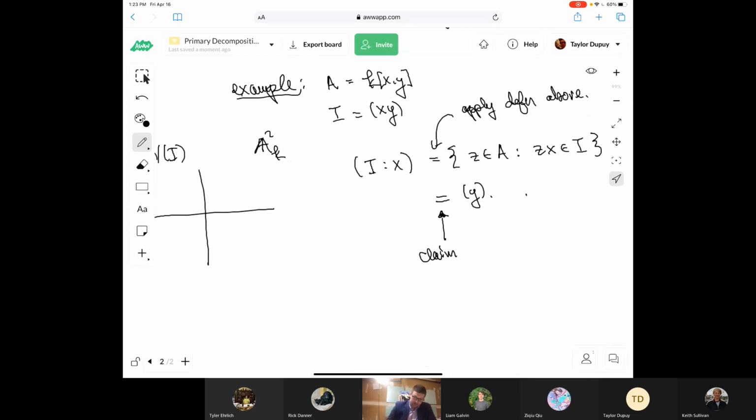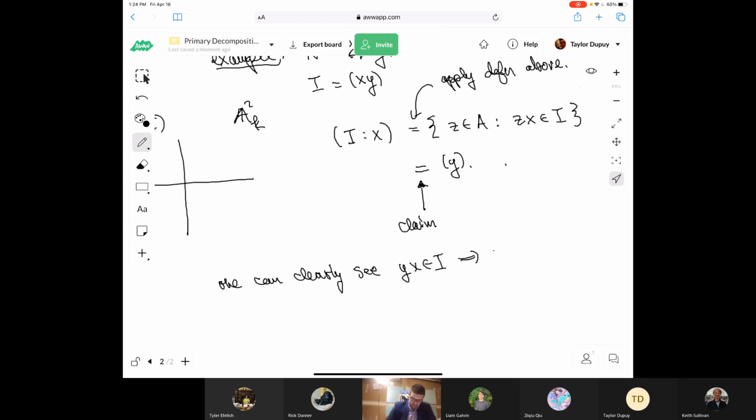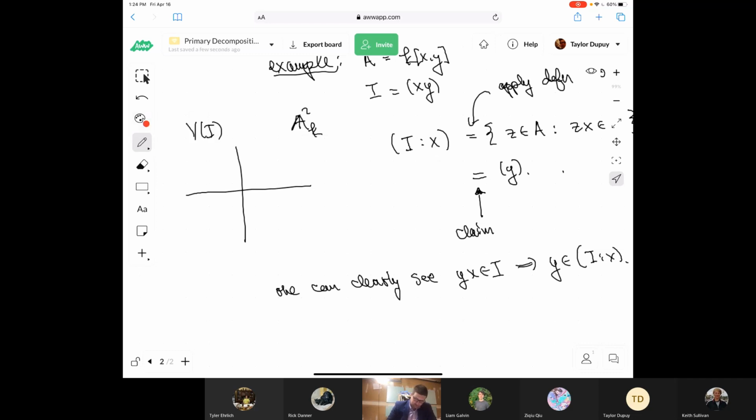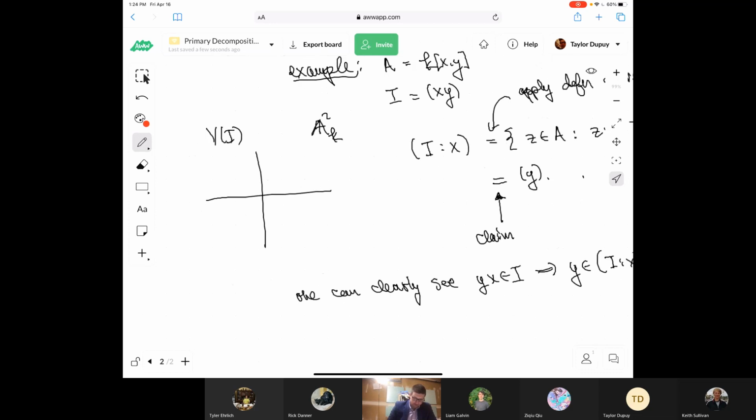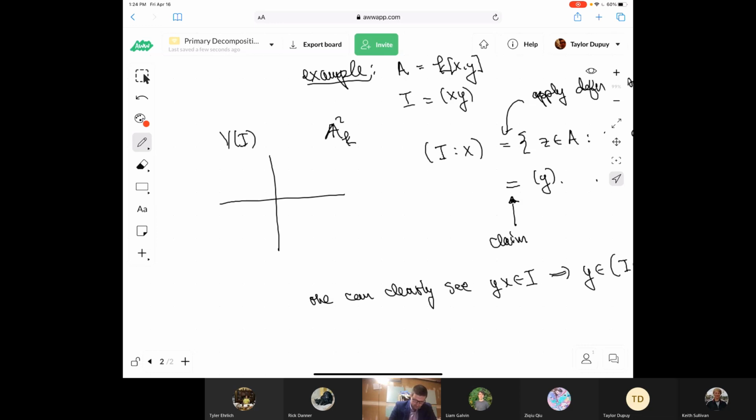Okay, and so you can clearly see that y times x is in I, right? So this implies that y is in I : x. Okay, so what this did is it deletes. So this procedure here, saturation. So what is the axis where y is equal to 0, right? That's just this here. It's just this thing. So saturation will delete, so it deletes this line.